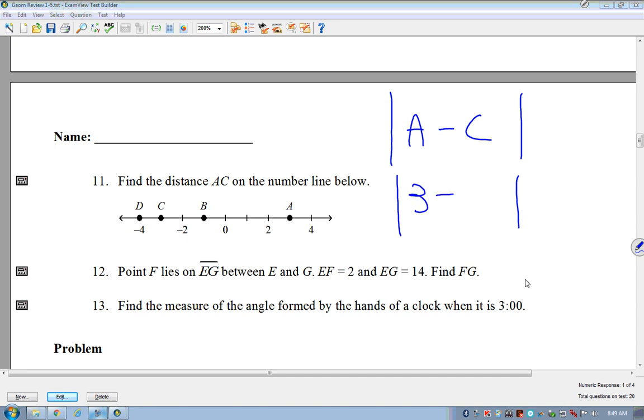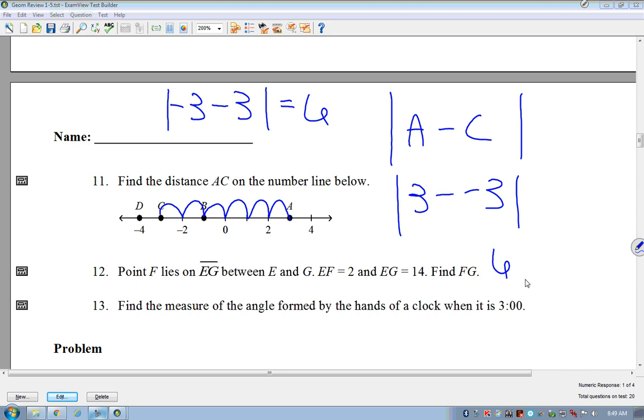Negative 3. So 3 minus negative 3 gives us 6. You could do it the other way around and get negative 3 minus 3, which is negative 6, but the absolute value is still 6. That's a whole lot better than counting 1, 2, 3, 4, 5, 6, because we won't always get such an easy number line.